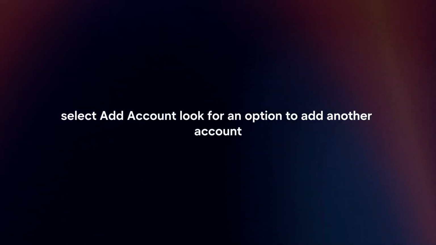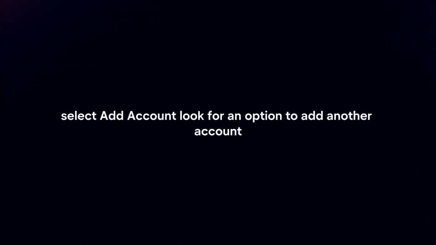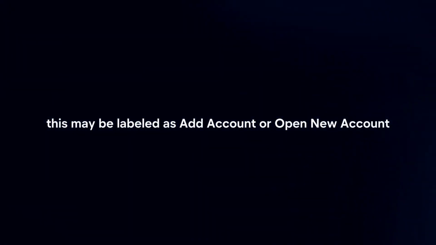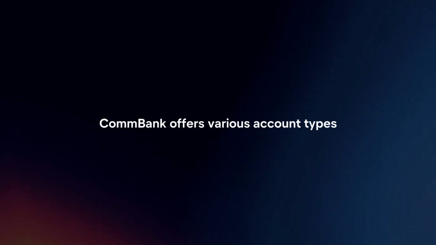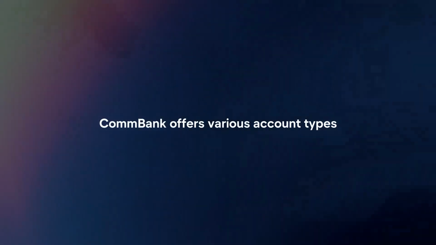Select Add Account. Look for an option to add another account. This may be labeled as Add Account or Open New Account. Choose account type. Select the type of account you want to add. CommBank offers various account types, including savings accounts, checking accounts, credit cards, and more.